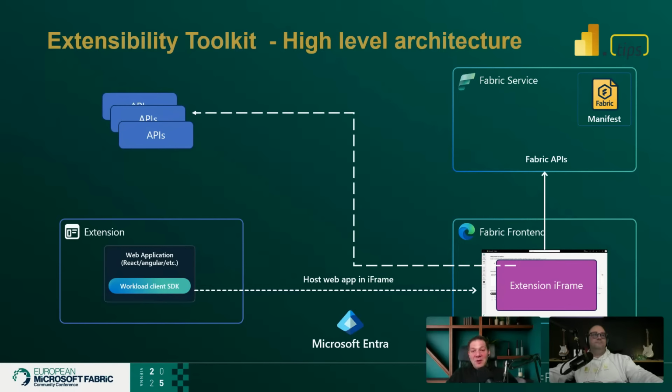The bottom is the Fabric frontend. The Fabric frontend, as we all know, is a web application that is running in the browser of every user that is accessing Fabric itself, and it's accessing it through the Fabric APIs. So the frontend in your browser is accessing the Fabric service and getting data from there, doing all the operations. All of this is standard Fabric. So what are we doing for the Extensibility Toolkit? The Extensibility Toolkit sits as a box on the left.